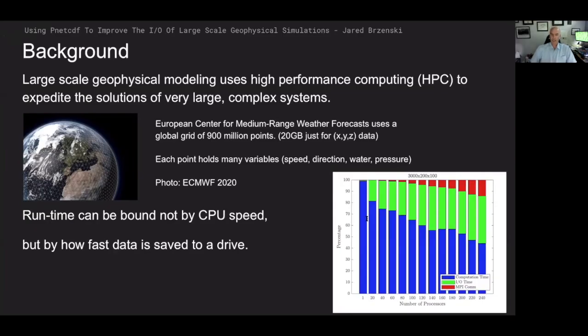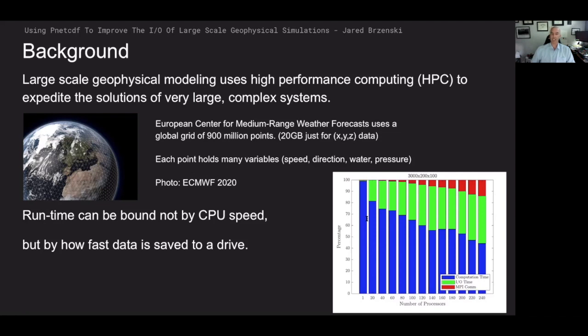Large-scale geophysical simulations require access to large amounts of data that is both read and written to physical hard disks. The sheer size of this data makes reads and writes to a disk a significant percentage of a program's runtime. For example, the weather forecast model used by the European Center for Medium Range Forecasting uses a computational grid of 900 million points.